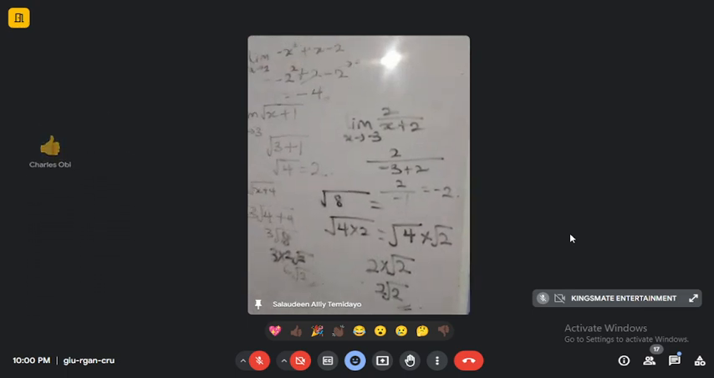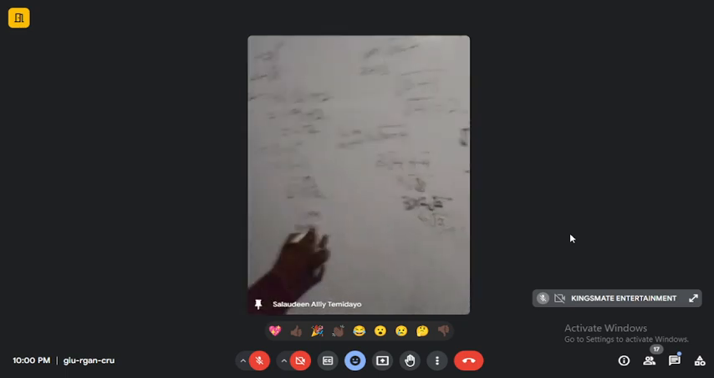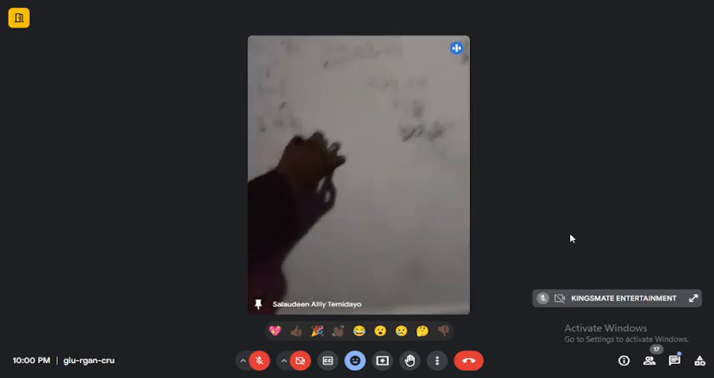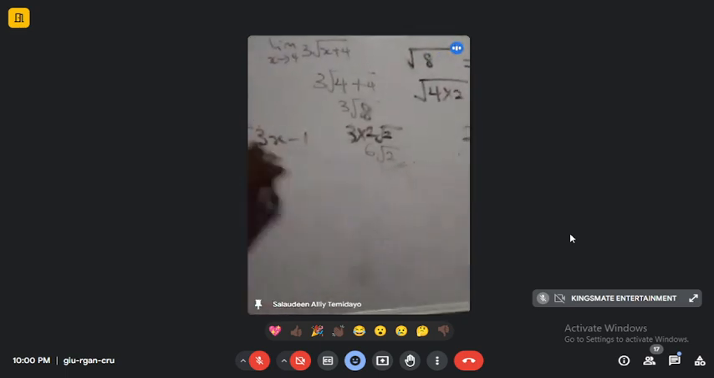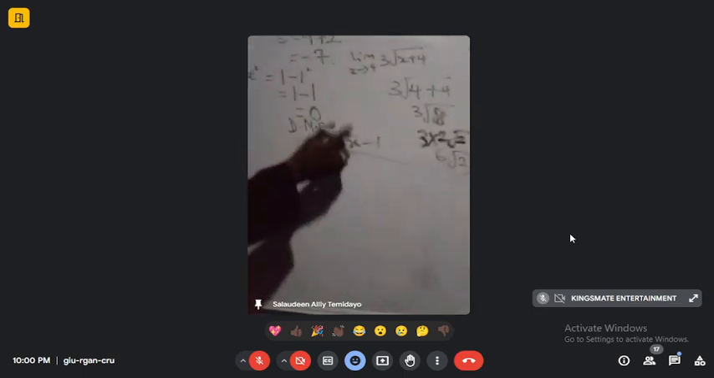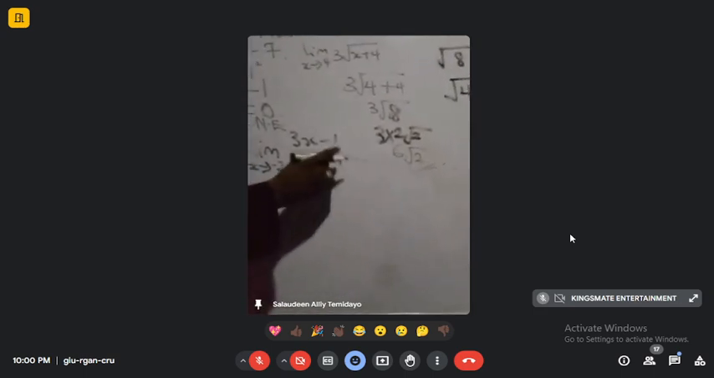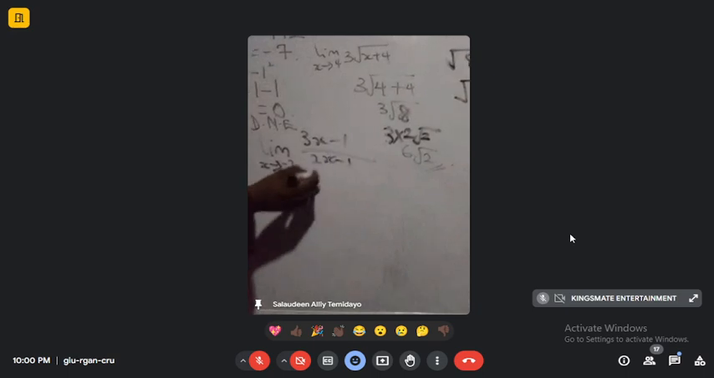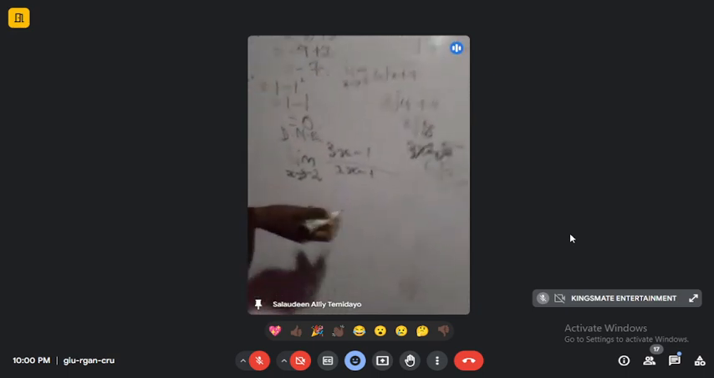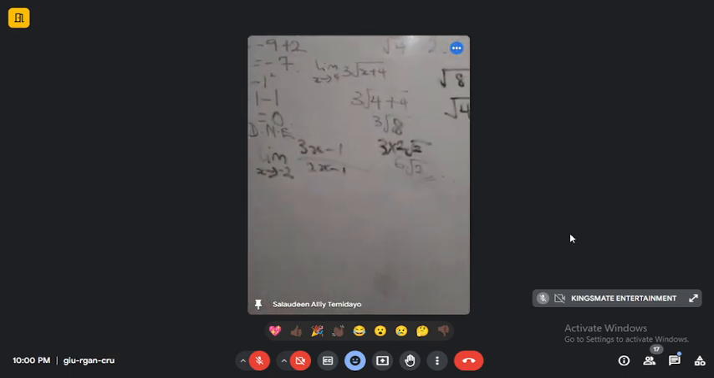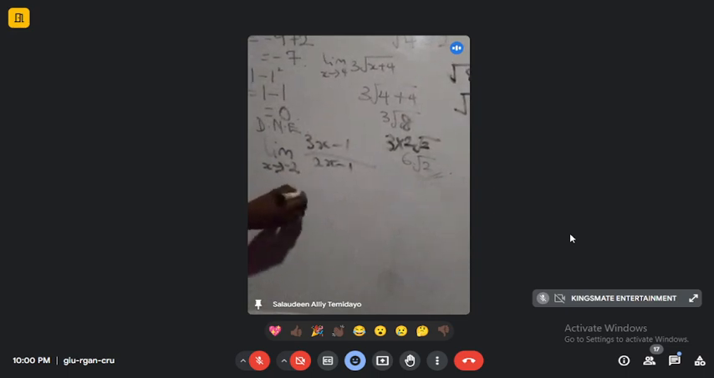Limit of 3x minus 1 over 2x minus 1 as x approaches minus 2. So now just do the normal thing again, normal replacement. There is no tricky stuff there.